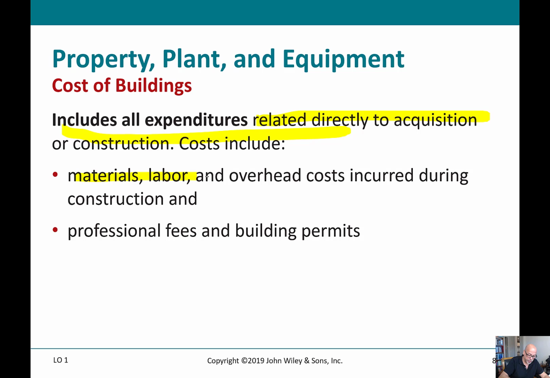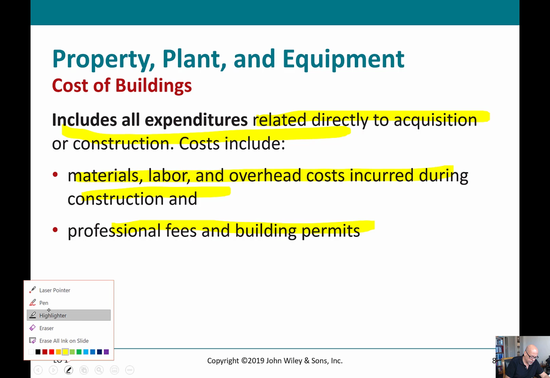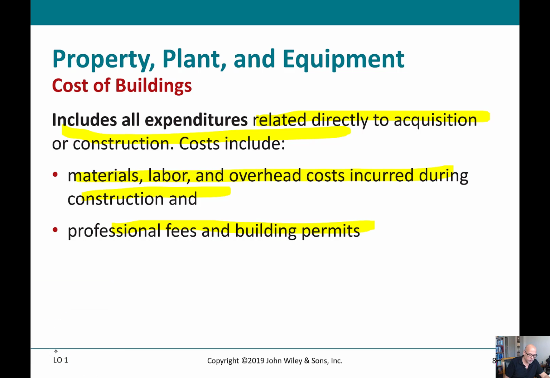So materials, labor, overhead costs, professional fees, building permits. How about the cost of the planning? How about the cost of the blueprints? We have to call in an architect. Yes, write in the cost of blueprints, because sometimes you might not think of that as part of the cost of the building. Yes, it is. Anything you do to get that land ready for the building you plan to put on it becomes part of the cost of the building.